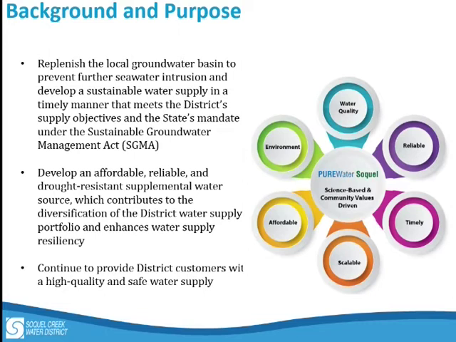As you can see in this figure on the right, the Pure Water Soquel project is part of the district's community water plan, a long-term plan created based upon the community values we've heard from our customers as well as other community stakeholders. It includes prioritizing water quality, reliability, doing a project that's timely, scalable, affordable, and environmental.